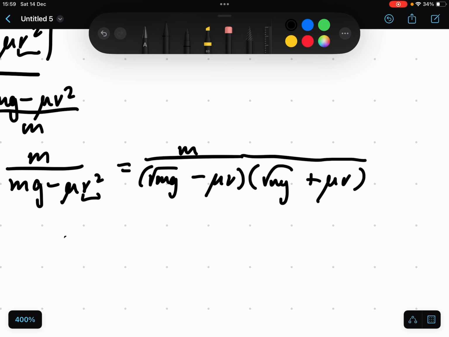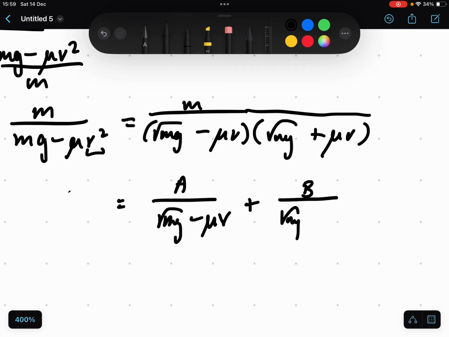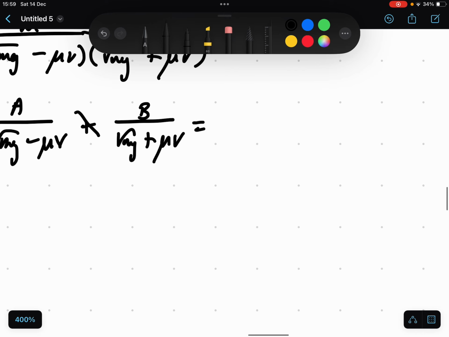Okay, if we square it, divide it by something, or times it by something, we don't care, we're just going to keep it as mu. Lovely. Let's go ahead and separate this out into partial fractions. So we're going to have a over root mg minus mu v plus b over root mg plus mu v. This is quite a useful method. I don't like integration by partial fractions. It's a bit long.